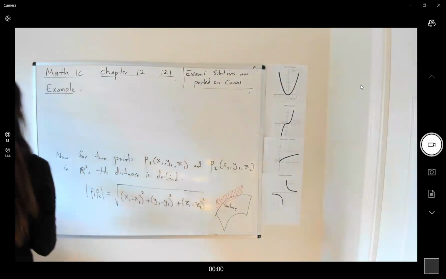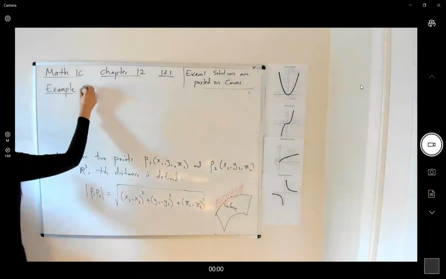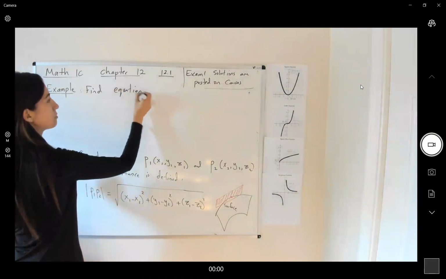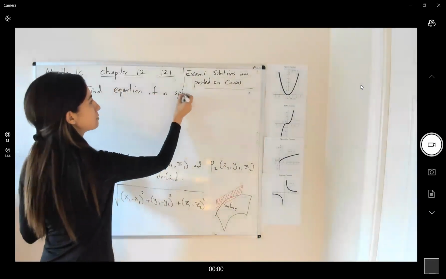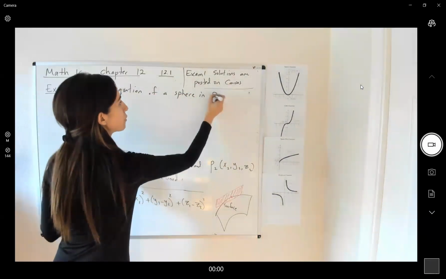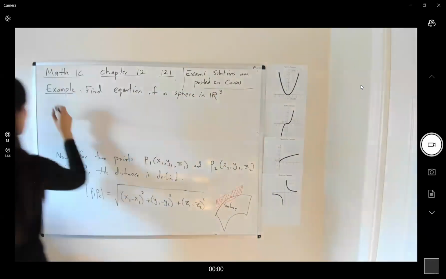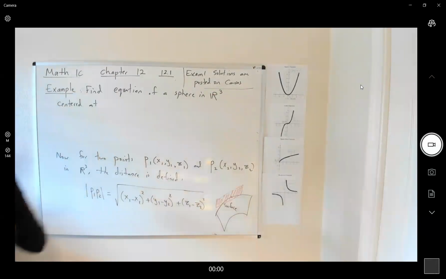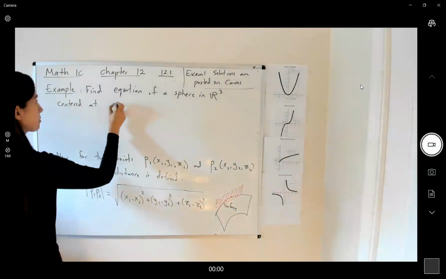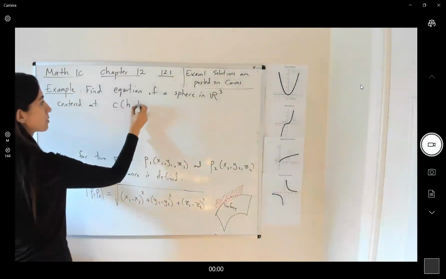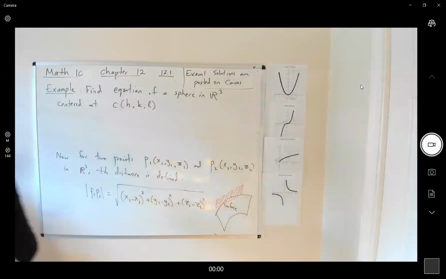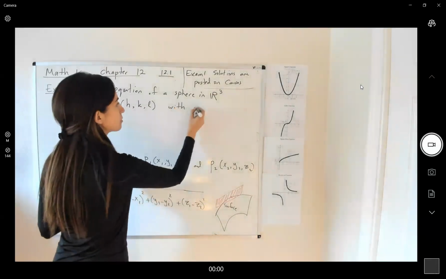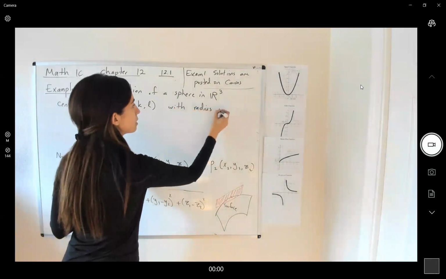Okay, now the question says, find the equation of a sphere in 3-dimensional space, with center the point C, H, K, L, and with radius R.